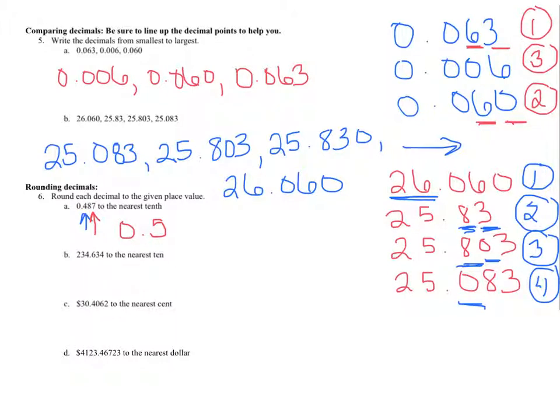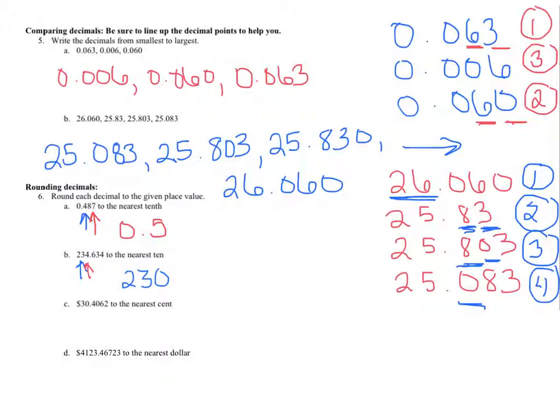Now for part B, we want to round 234 and 634 thousandths to the nearest 10. Well, the nearest 10 is this 3 right here, so we need to look at the 4 next to it to decide whether to round up or keep the same. Since the 4 is less than 5, we'll keep the same, meaning we'll write this as 230.